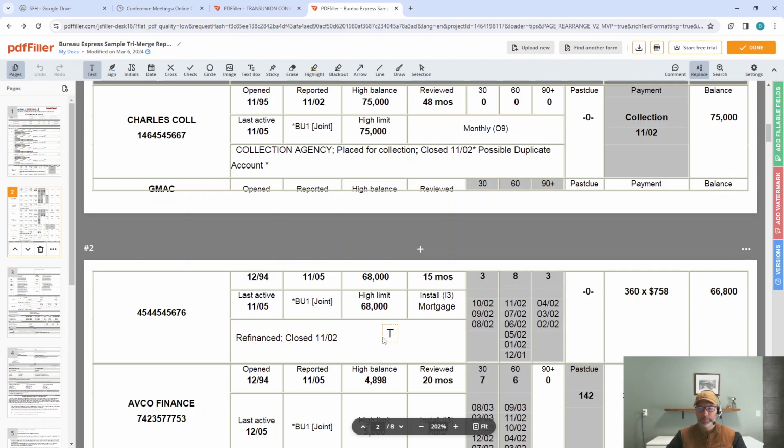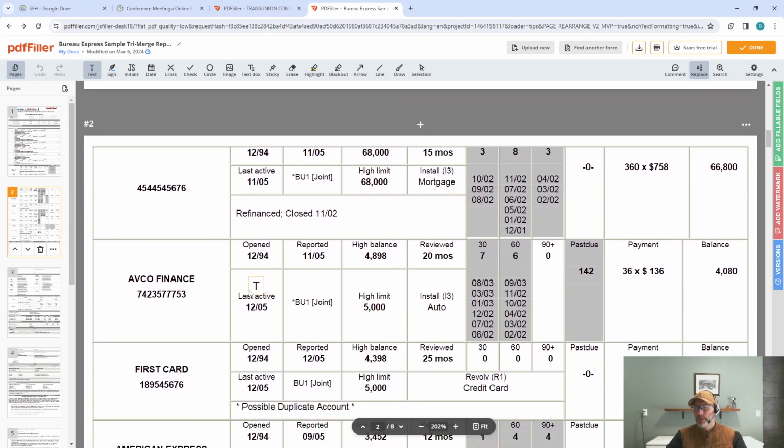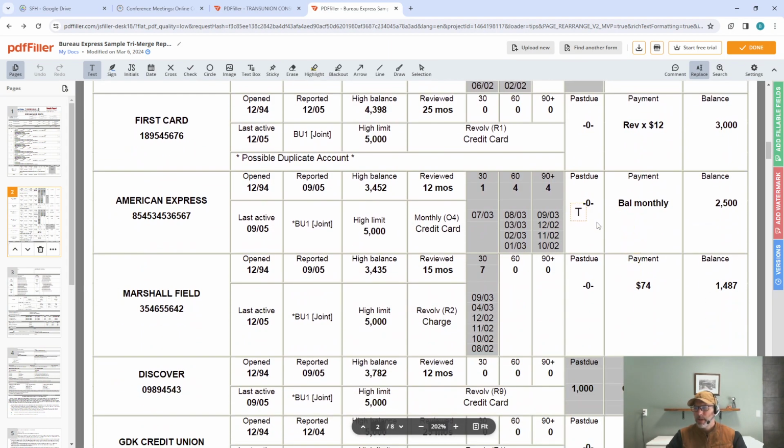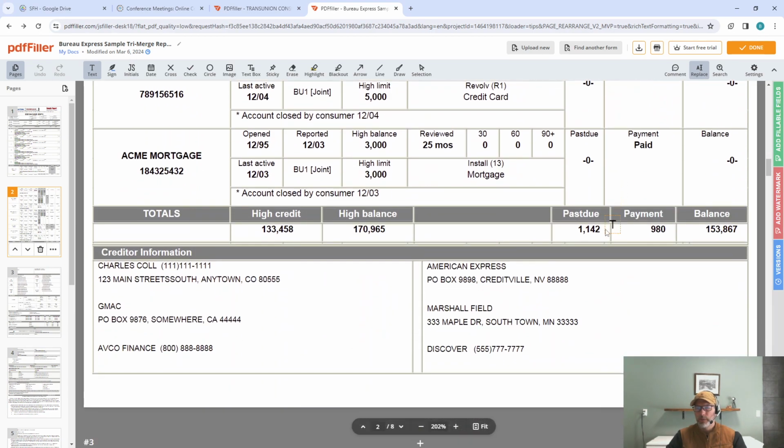And you can see a trend on this particular one where you have Avco Finance. You had a high balance of $48.90 on a high limit of $5,000, so they were operating within the credit limits. It was reviewed for 20 months. Within that 20-month period, they had a significant number of lates. And it also shows you their approximate payments here. You had 36 months at $136. And you can see it continues through as we go through on those.